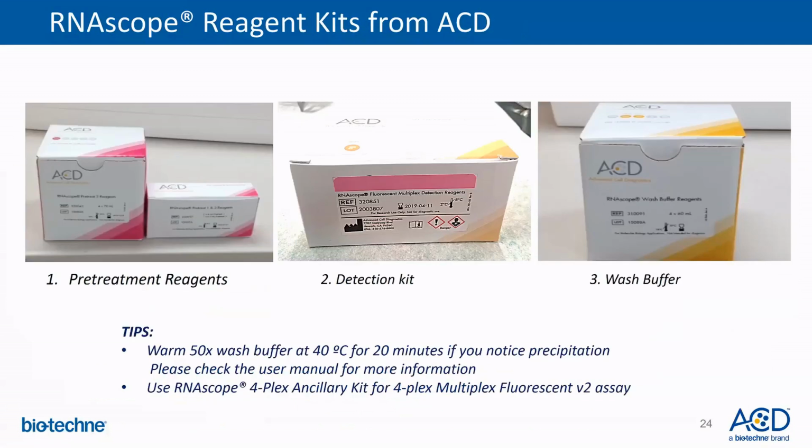Shown on this slide are the pictures for different reagent kits from ACD. On the far left, you have a picture of pretreatment reagent kit. In the center is the multiplex fluorescent detection kit, and on the far right is the wash buffer kit. Please note, if you see precipitation with the 50x wash buffer, incubate it at 40 degrees Celsius for 20 minutes to dissolve the precipitate. For the 4-plex multiplex fluorescent V2 assay, please use the RNAscope 4-plex ancillary kit.